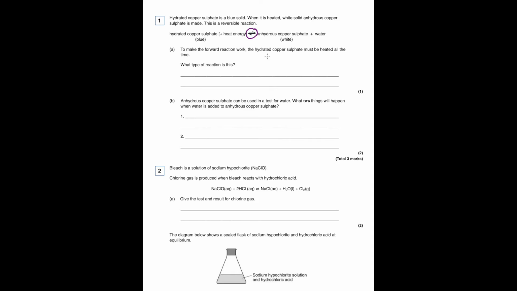So to make the forwards reaction work, the hydrated copper sulfate must be heated all of the time. So because we are requiring that energy, we need to be taking it in order for this to happen, then this is telling us that it is an endothermic reaction.